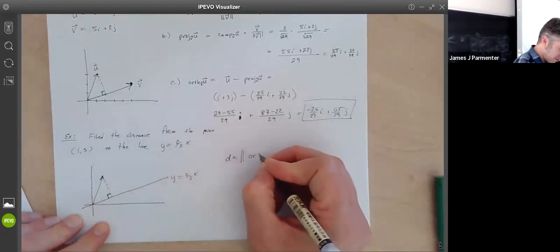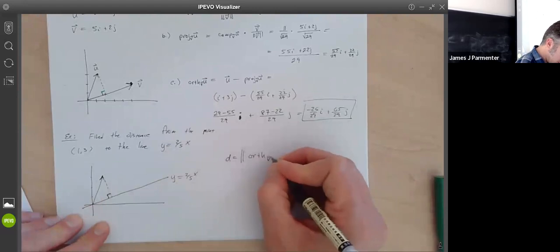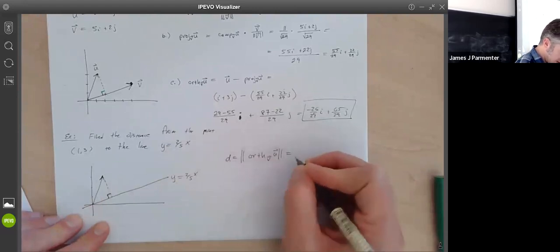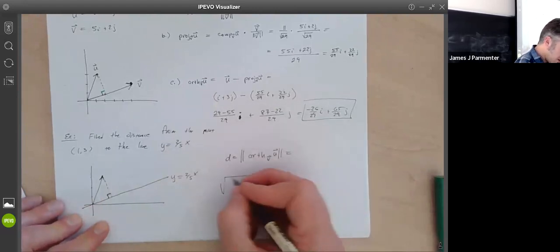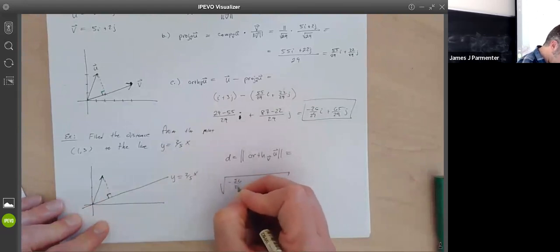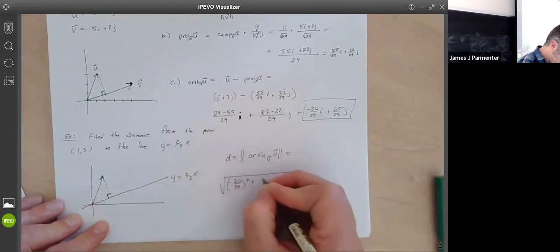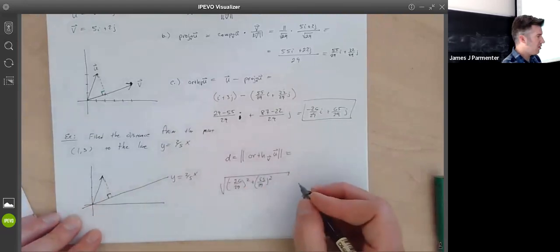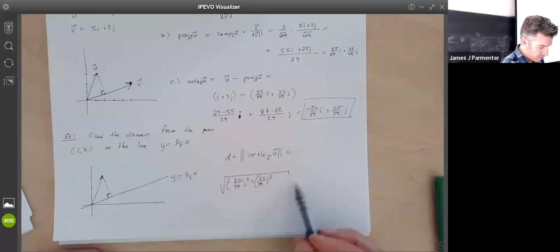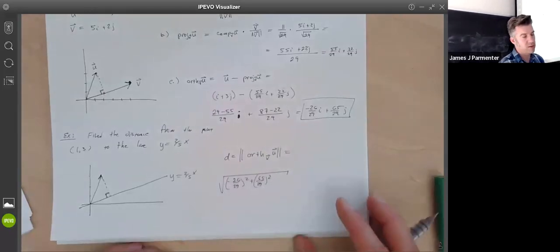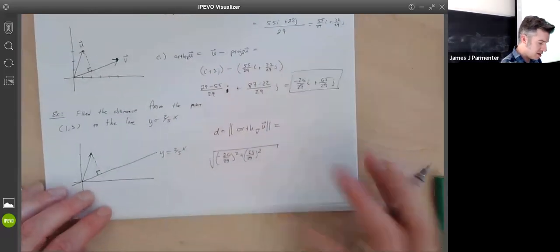Sorry, yeah, no, that's right. Which is going to be the square root of negative 26 over 29 squared plus 65 over 29 squared, which I don't think we should simplify, but I will point out if you have something like this, there is one thing you can do to make it a little bit less ugly.